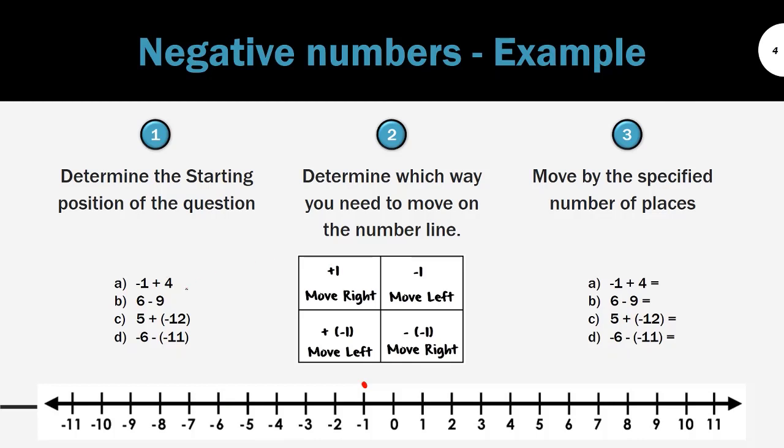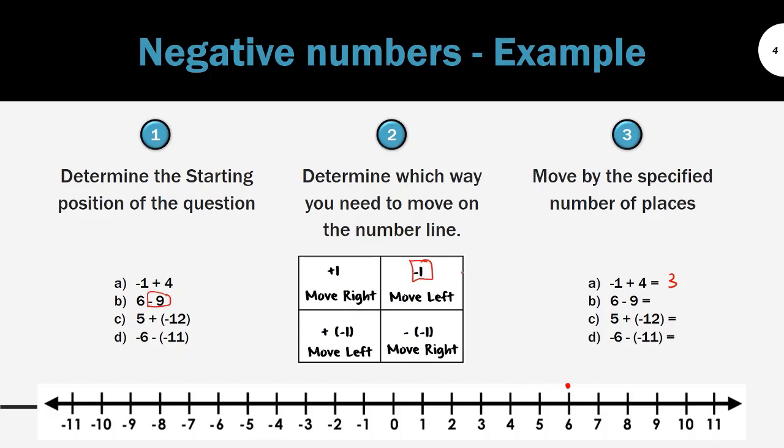Starting at negative 1, and I'm adding 4. When I add a positive, I move right. So 1, 2, 3, 4. Okay, so I'm going to end up at 3. Okay, for the next one, I'm starting at 6. I'm taking away 9.